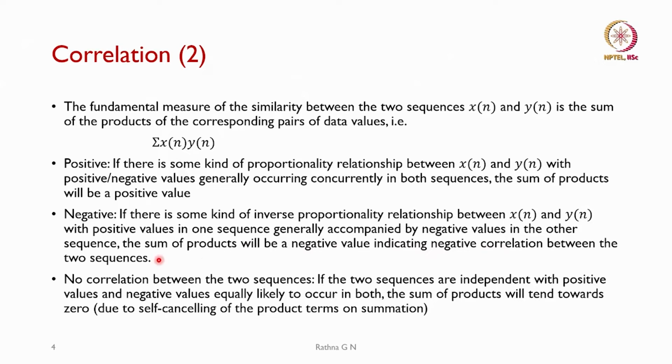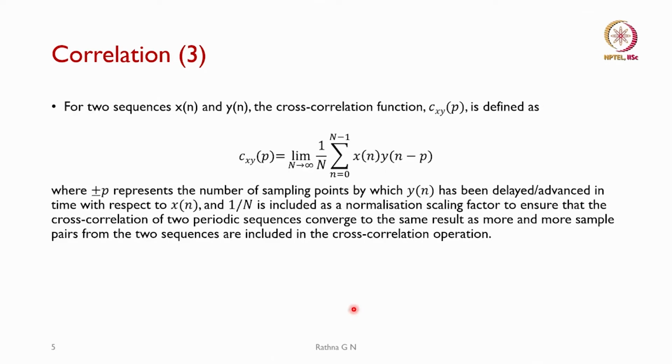We say there is no correlation between the two sequences if they are independent, with positive values and negative values equally likely to occur in both. The sum of products will then tend towards 0, due to self cancelling of the product terms in the summation. So, we say that they are not correlated.